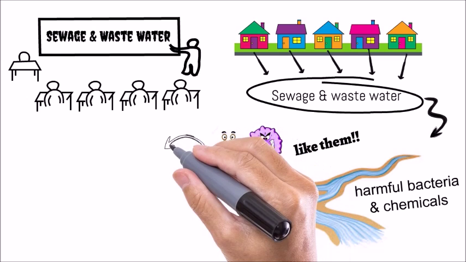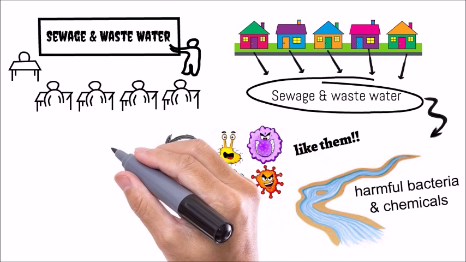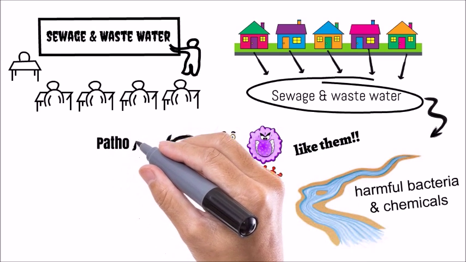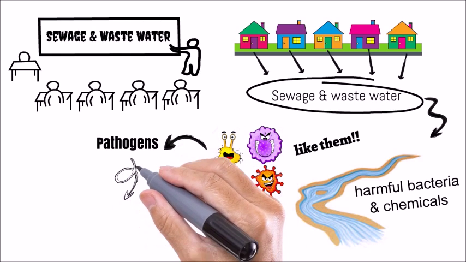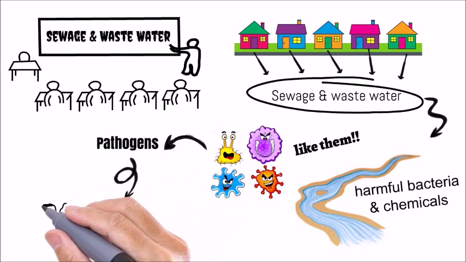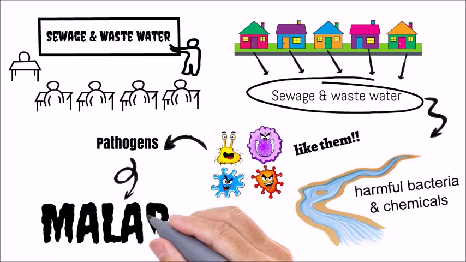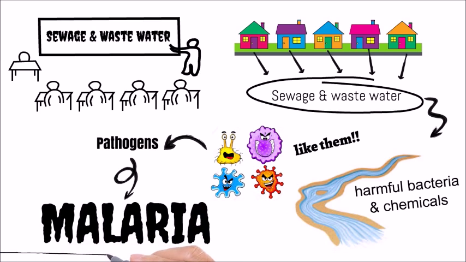The sewers of cities house several pathogens and thereby disease. These carriers inflict disease via various forms of contact onto an individual. A very common example of this process is malaria.